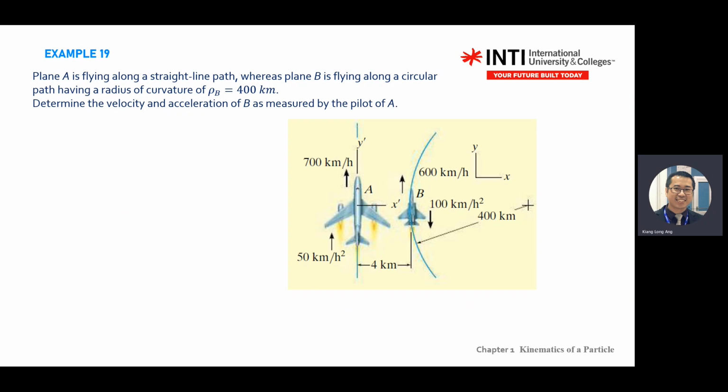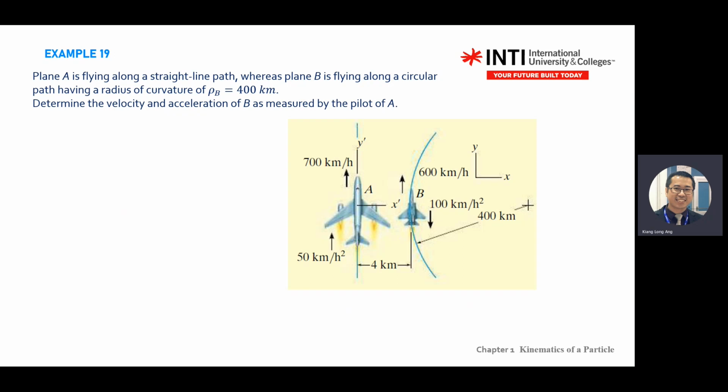Normal one is what? Normal one will be v squared divided by rho. a_t is what? v dot, or the differentiation of your tangent velocity. Okay, it's important, this one. Then you remember again, there's one more equation to find this one, differential, etc.